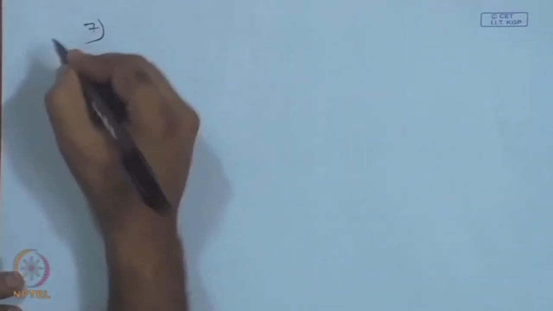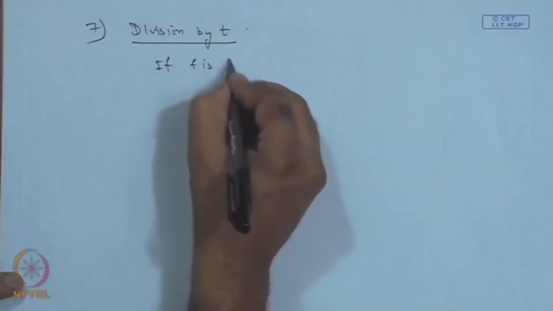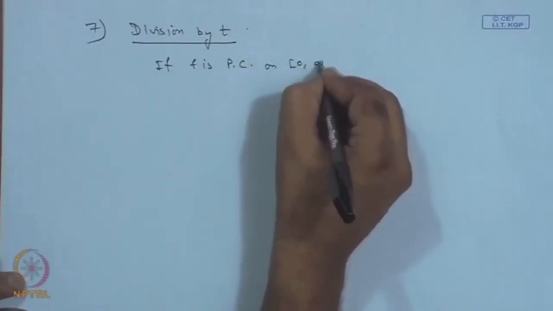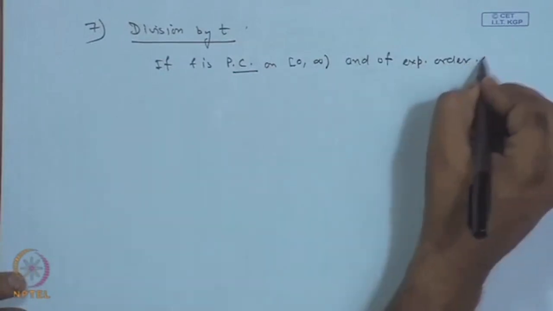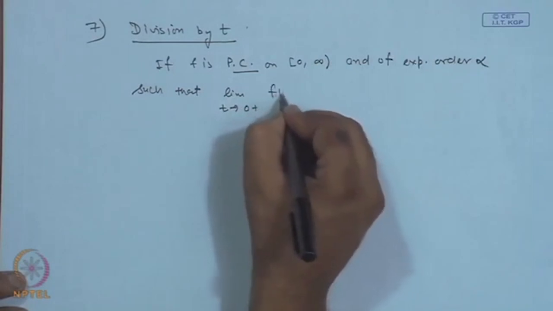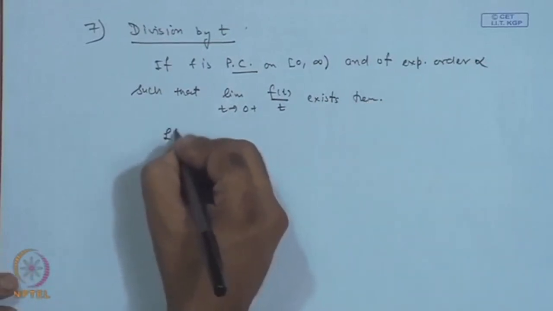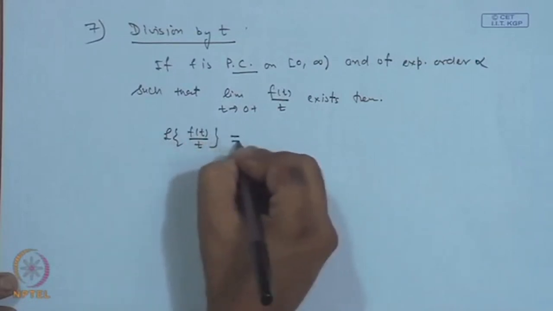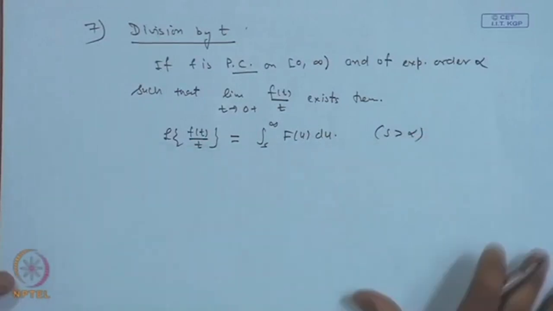Okay, so the next property we have is division by t, instead of multiplication. So, if f is piecewise continuous on 0 to infinity and of exponential order alpha, such that the limit as t approaches 0 plus of f(t) over t exists, then we have the Laplace transform of f(t) over t equal to the integral from s to infinity of F(u) du, for s greater than alpha, if we just take the real s.